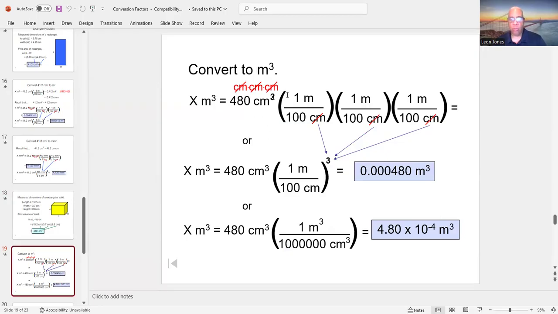Or you can just take the 1 meter over 100 centimeters and cube it, and you're going to get the same answer. Or something else you can do: you can take the 1 cubic meter and multiply by 100 cubed, and you'll get 1,000,000 cubic centimeters. But either way, the cubic centimeters will cancel, and you'll get cubic meters.